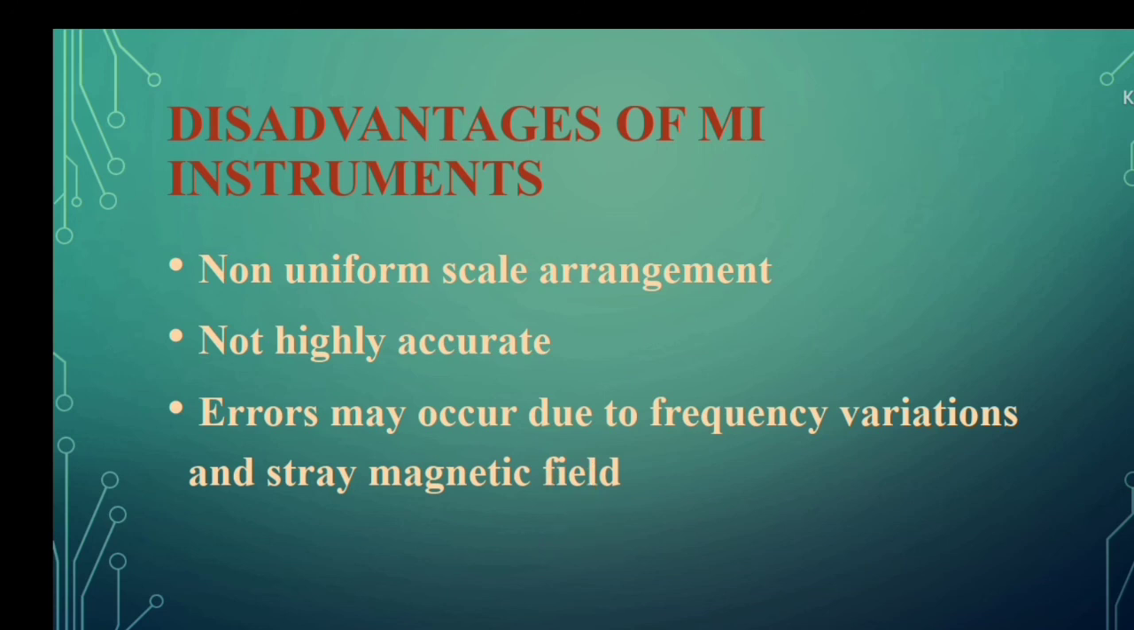So this is about the MI instrument. In these MI instruments, the moving part is the iron piece, and the magnet used here is the electromagnet. Based on the intensity of the magnetic field, there develops a deflecting torque, which is indicated by means of an indicating instrument. So this is about the MI instrument.